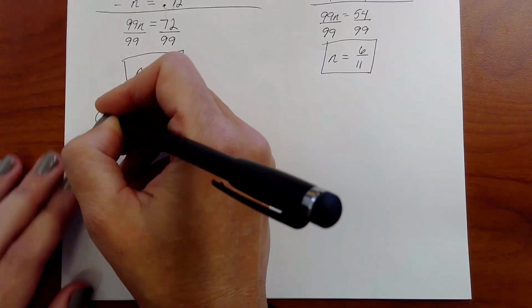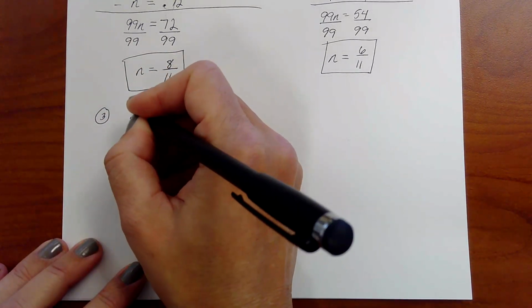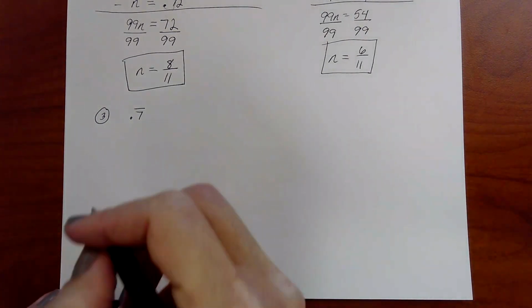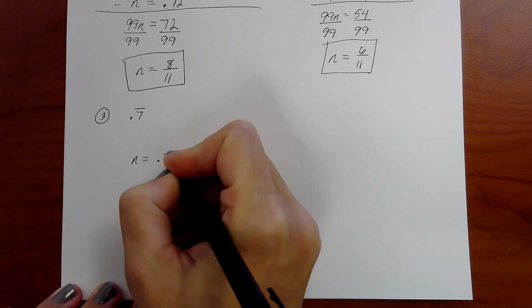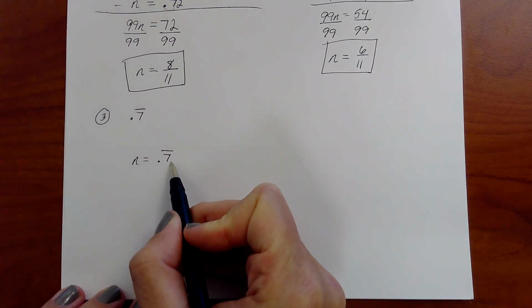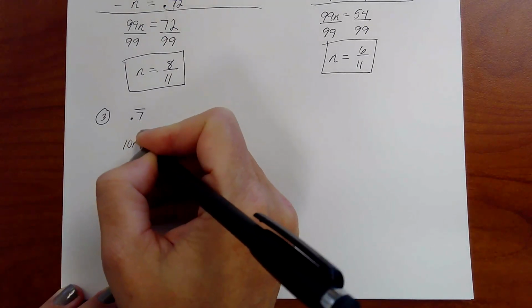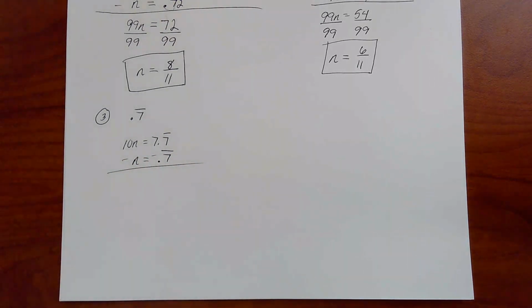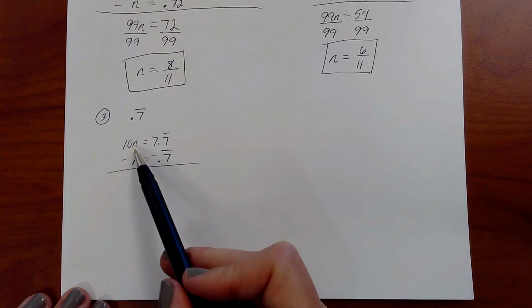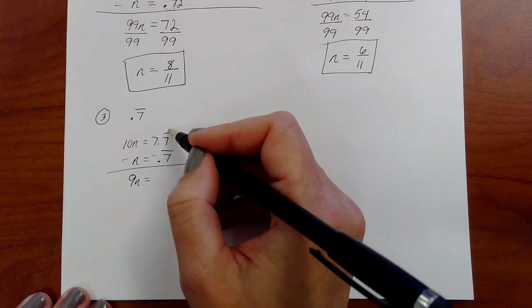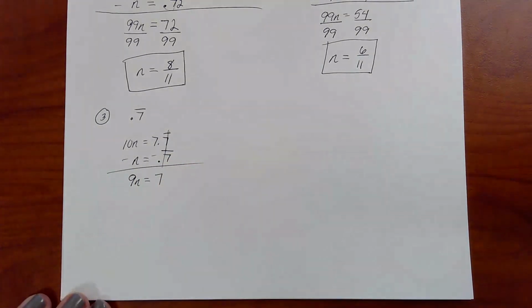All right, 3. How about just 0.7 repeating? So if n is just the 0.7 repeating, now I would only have to move the decimal over one time here. So I'm only going to multiply by 10 this time. So I got 7.7 repeating. Okay, so now if I subtract it off, I've got 10n minus 1n, that's 9n. The repeating part's going to be gone, that equals 7.